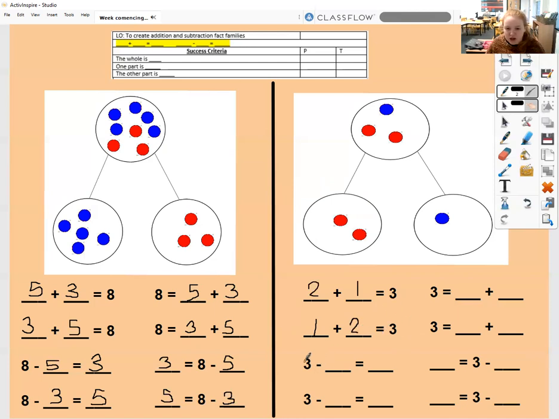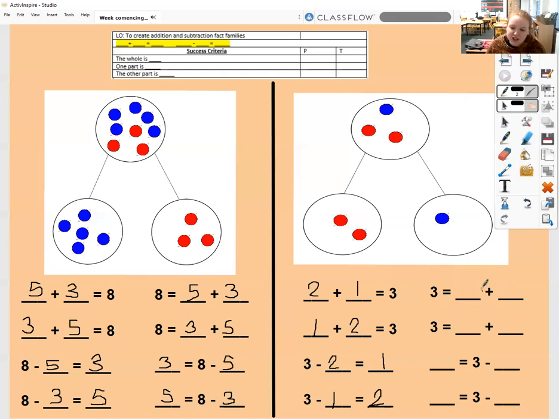Now we've got subtraction. 3 is our whole. Subtract our first part, which is going to be 2. 3 subtract 2 equals our remaining part, which is 1. And we're going to do the fact family for that. This time we're going to start with our whole, which is 3, and we're going to subtract this part, which is 1. It's going to equal our remaining part, which is 2. Okay, so this is saying our whole is 3.